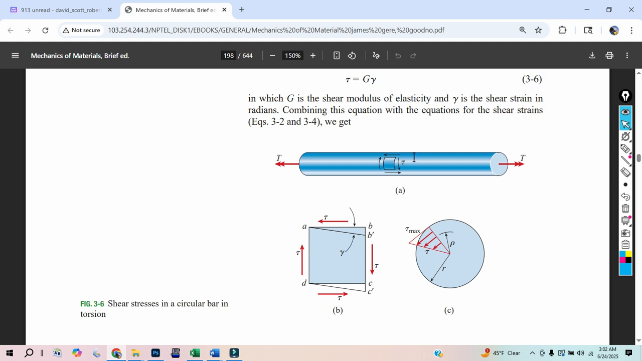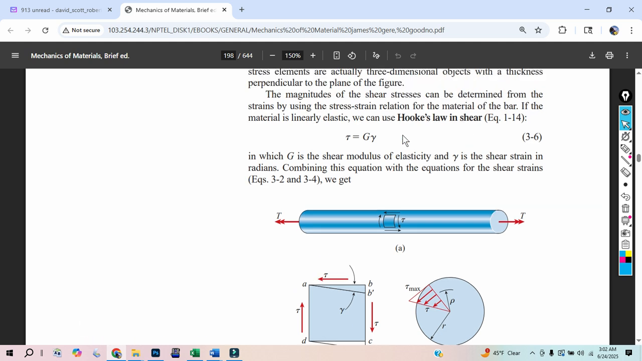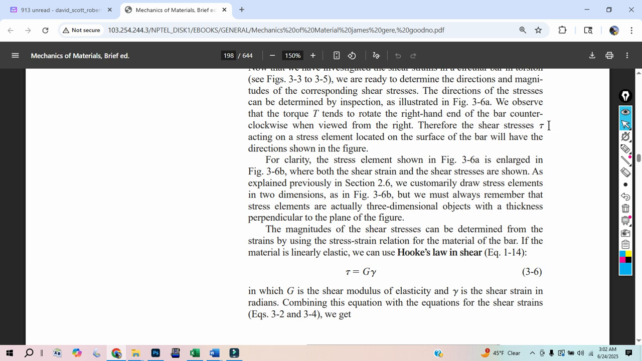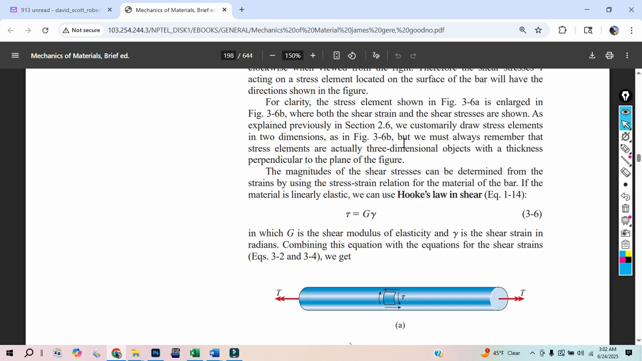This tau is force divided by the area. So whatever area you chose to make that little square, we take the force on that and divide it by the area. Cool. And so that's what tau is. It's force divided by area. Therefore, the shear stresses, tau, acting on the stress element located on the surface of the bar, will have the directions shown in the figure. So the stress, tau, is going to have the same direction that the force would be applied. That's always a good double check on reality.